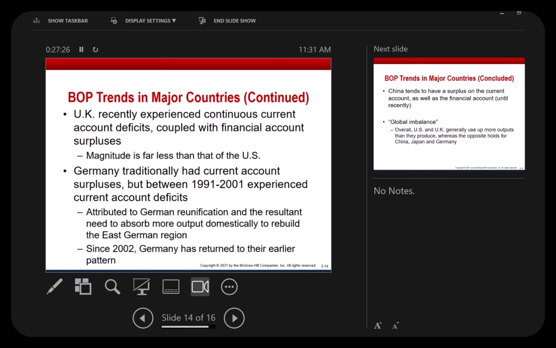UK, these days, they have current account deficits. Germany traditionally had current account surpluses, except for pretty much most of the 90s. Can you guess why? No, no, no. Why do you think they had current account deficits between 91 and 2001?